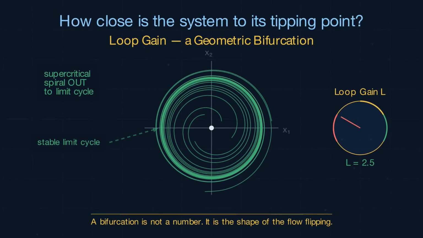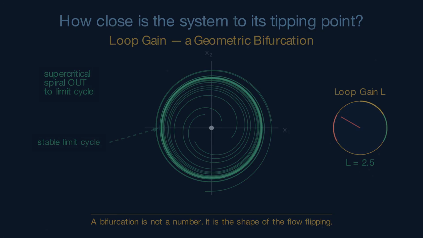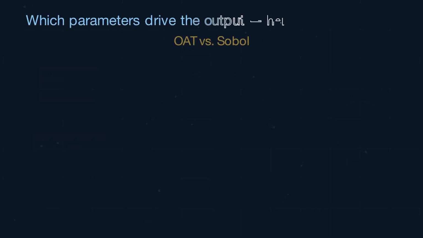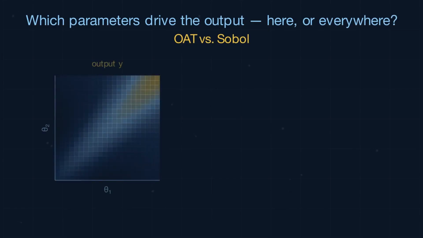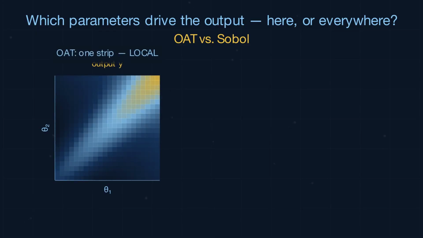This is why some mistunings don't just slow a system down. They change whether the system runs at all. The 6th question. Which parameters drive the output most? There are 2 ways to answer it, and the difference between them is entirely geometric. Picture the output as a surface over the parameter plane. A rolling terrain. Height equals output value.